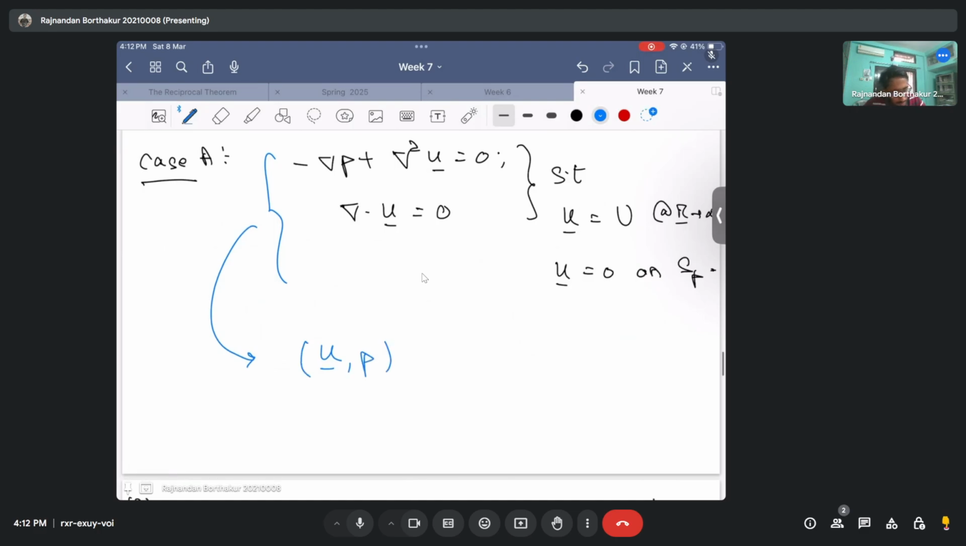Okay, so by some means, don't ask, let's not consider how I did it, I just say that I solve these two equations by using the appropriate boundary conditions as we saw, and the solution is just u bar and p bar. Okay, so let's say these are solutions of A.